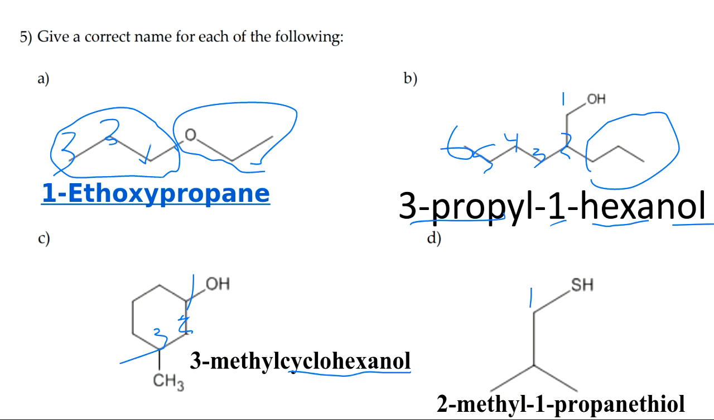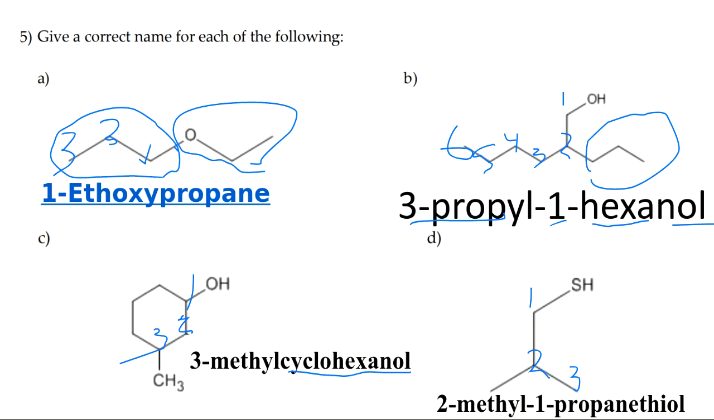Be careful. Don't number the oxygen in an alcohol. Don't number the oxygen in an ether. Never number the sulfur atom, the S. We only number carbon atoms. So this is 1, this will be 2, this is 3. At carbon 2 there is a branch, a methyl, so it will be 2-methyl, and carbon number 1 is attached to the SH, the thiol group, so it will be 2-methyl 1.